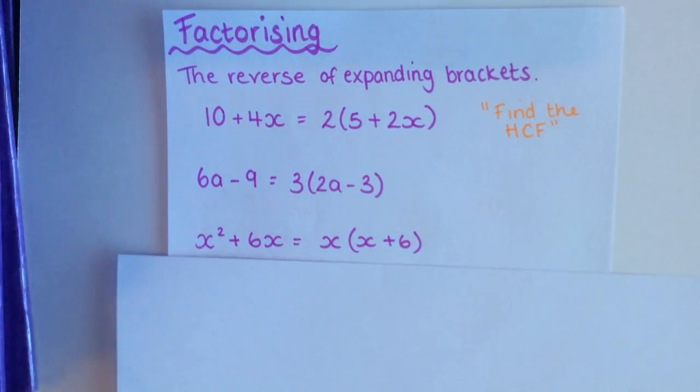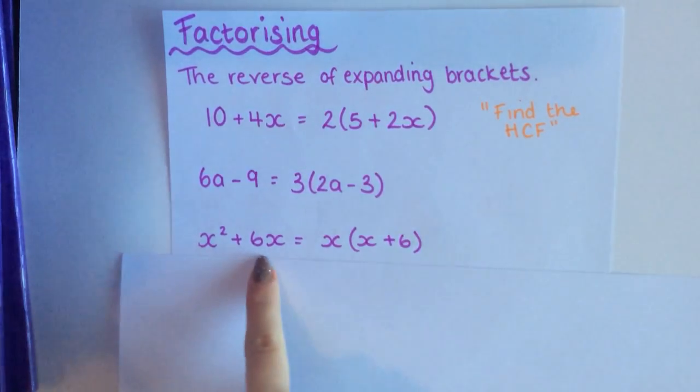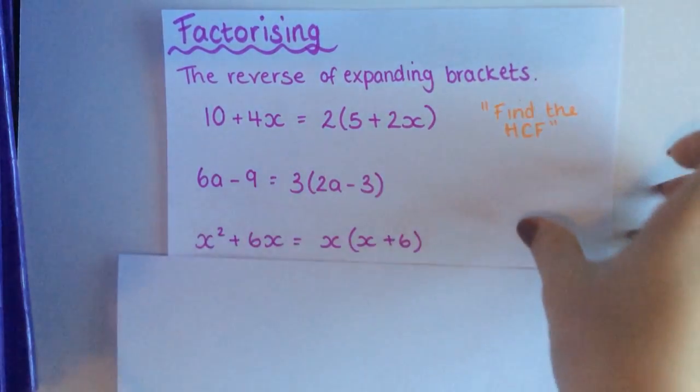Again, I've got x now in both terms. I've got x squared plus 6x. I can take an x out. What do I need to multiply x by to give me an x squared? It would be x. What do I need to multiply x by to give me a 6x? It would be 6.